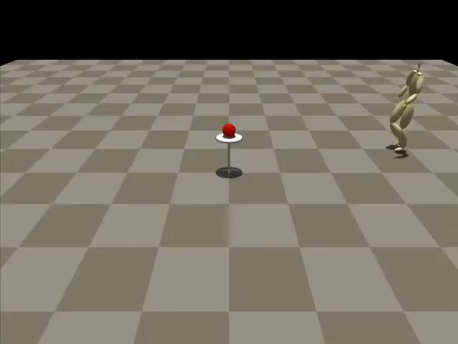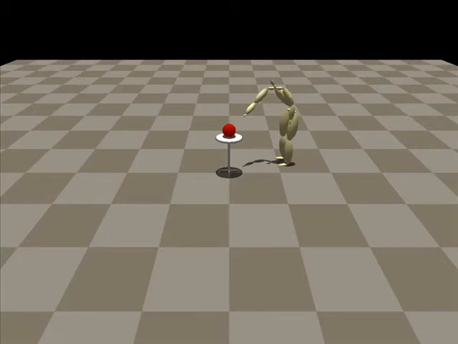Finally, we change the reward function to be proportional to the effort required for grasping, which asks the character to grasp the object in a way that is as hard as possible.